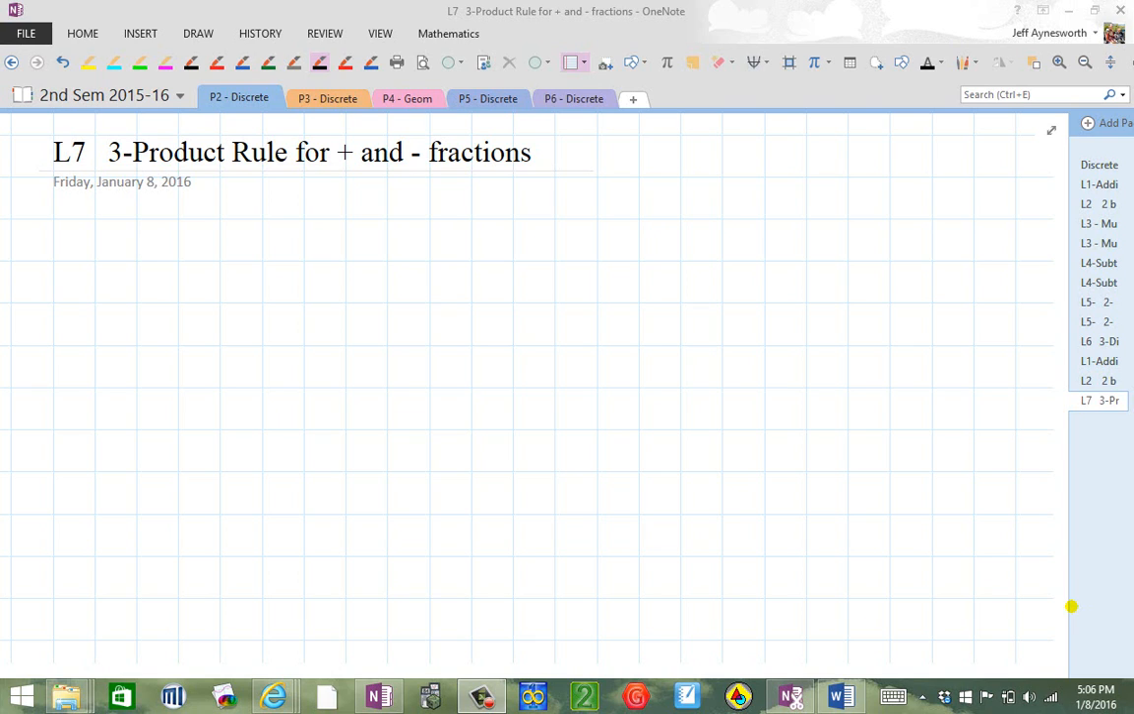Okay, and it's called the three product rule because we're going to be actually multiplying to add fractions. And I know it sounds contrary to what we want to do, but believe it or not, if you know how to multiply two numbers, this is going to be easy. So let me illustrate what's going on, okay?